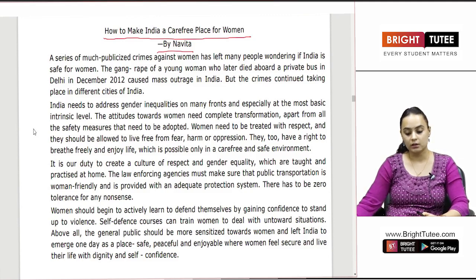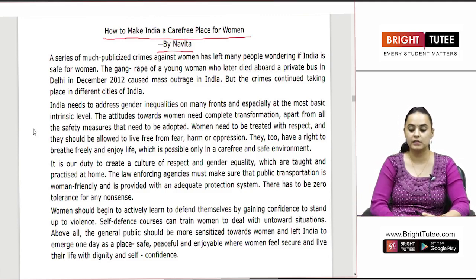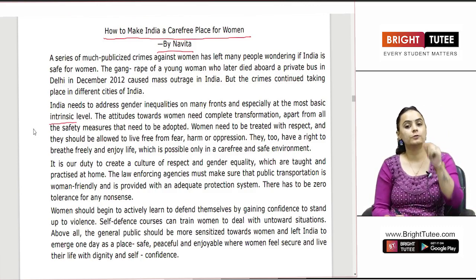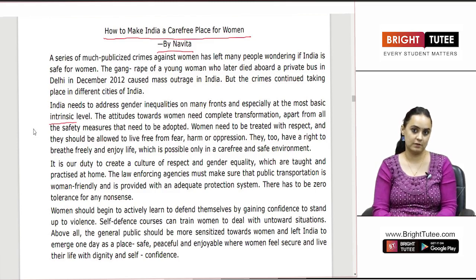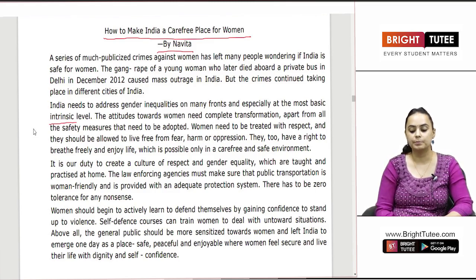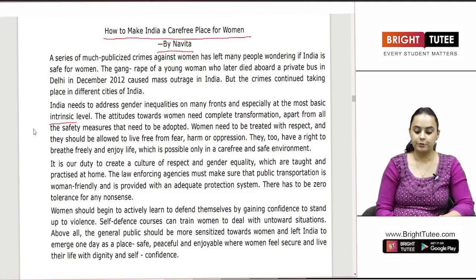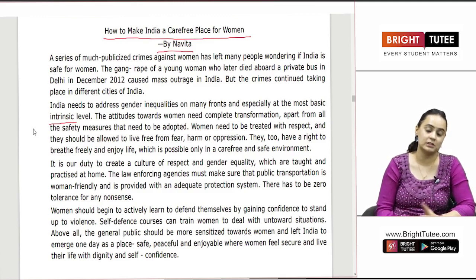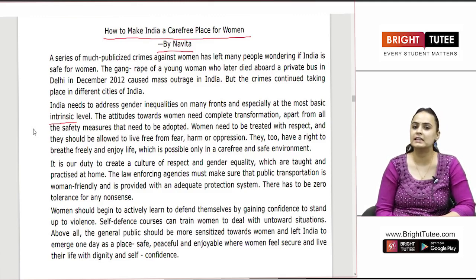India needs to address gender inequalities on many fronts, and especially at the most basic intrinsic level. Intrinsic means internal. People should be taught from within how to keep the country safe, how to keep the women of the country safe. The attitudes towards women need complete transformation, apart from all the safety measures that need to be adopted. Women need to be treated with respect, and they should be allowed to live free from fear, harm or oppression. They too have a right to breathe freely and enjoy life, which is possible only in a carefree and safe environment. So only when we give a safe environment to the women can they enjoy their lives.